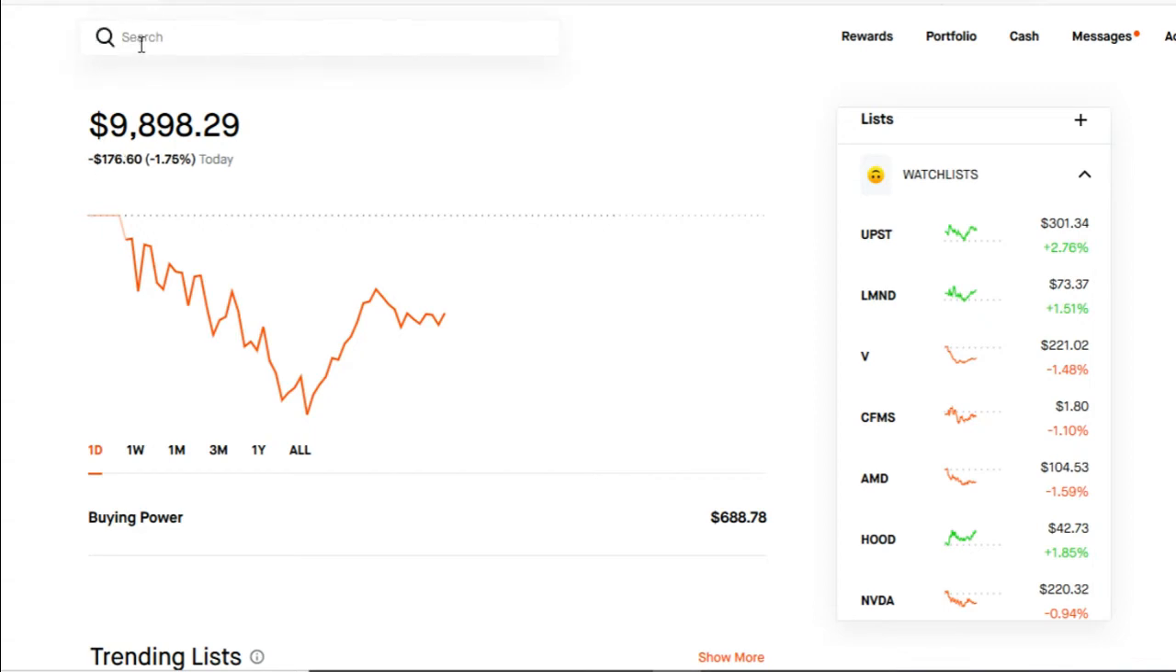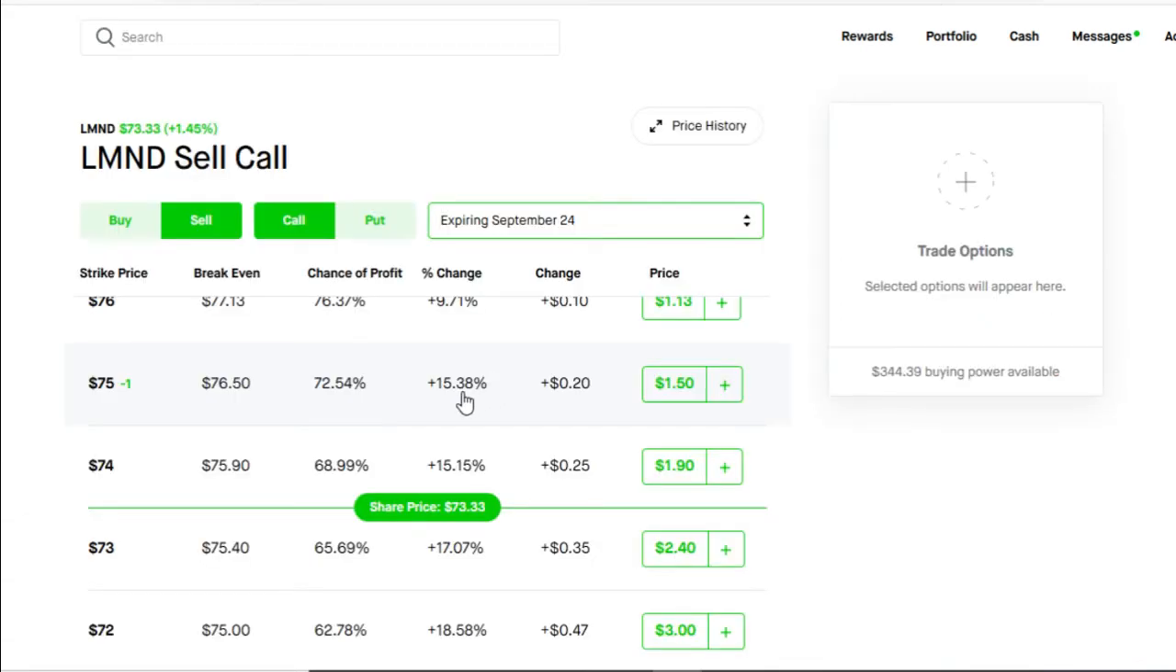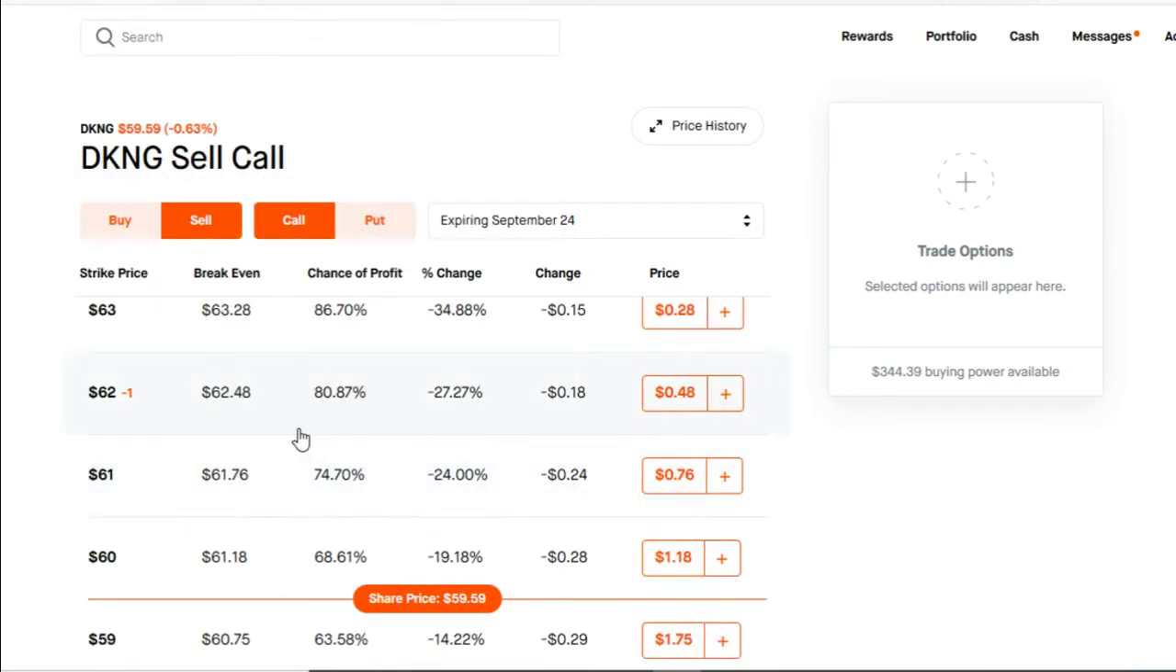So let's start off again with Lemonade. Okay, so here we are on Lemonade, and as I already mentioned, I did sell a call for $75 expiring September 24th, and I did receive 1.5 or $150. So that's $150, that's already in the bank, that's already added to my buying power. Let's go into the second stock. The second stock is going to be DKNG. Okay, so here we are on the second stock, and as you can see, I did sell a call for the $62 strike price expiring September 24th, and for that I received $44 for it.